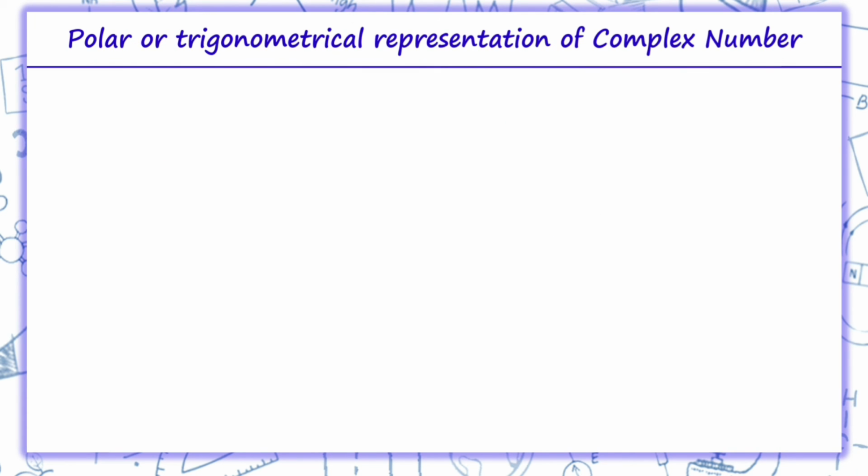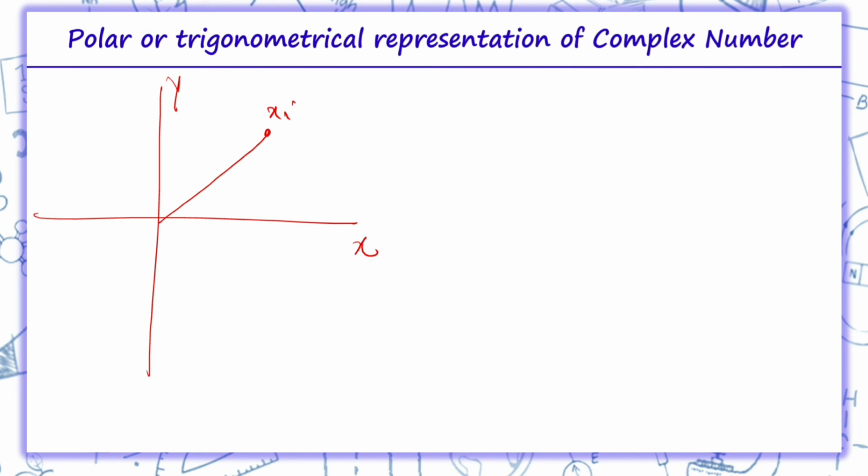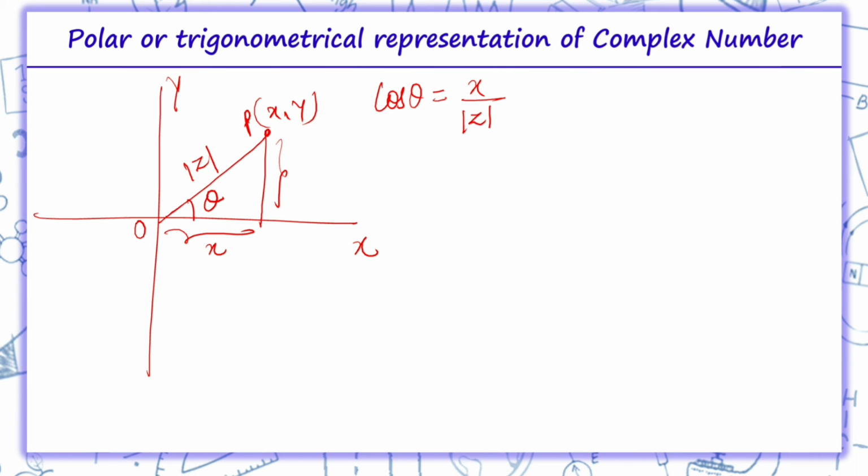Coming on to polar or trigonometrical form of a complex number, as we have already seen, this is the x axis, y axis, and any point lying over here is (x, y), this is point P, OP, and this is the angle made with the x axis. So we know over here this OP is the mod of z. So cos theta, if we have to find, cos theta is base upon hypotenuse. So here base is x, hypotenuse is mod of z. So this is cos theta.